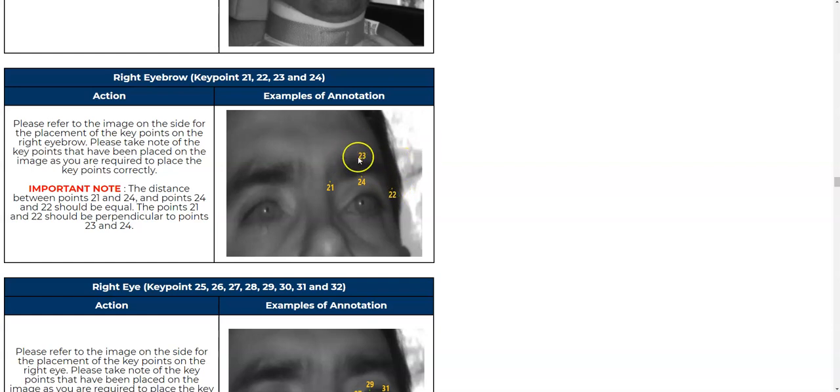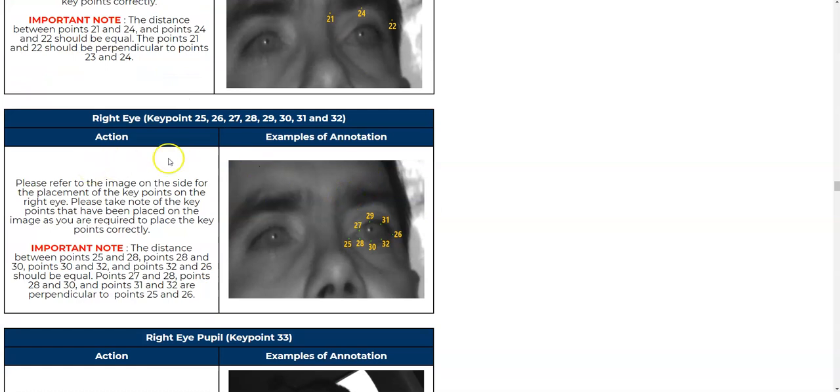Key point 23 is on the topmost in the middle. Key point 24 is at the bottom of the eyebrow in the middle. Same rules apply here: when you draw a line from 21 to 22, the intersection with the line through 23 and 24 should be at the midpoint, so the distance from 21 to the intersection should be equal to that from 22. And this straight line 21, 22 should be perpendicular to 23 and 24.